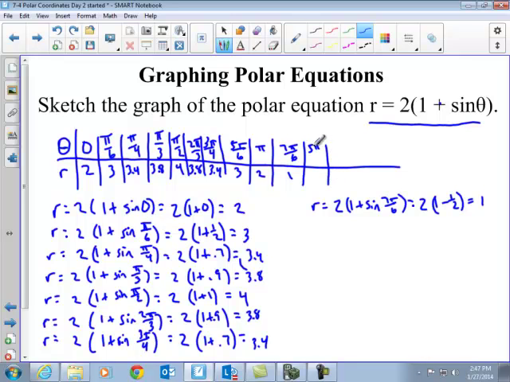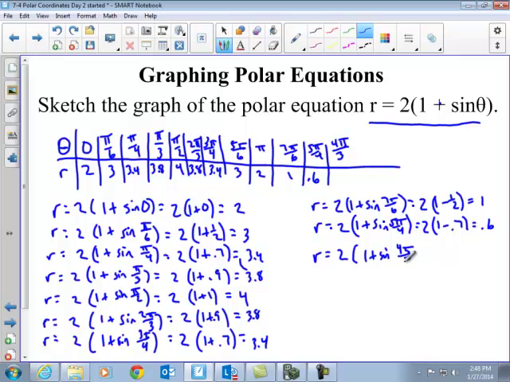My next value, 5 pi over 4. If I plug that in for R, I have 2 times 1 plus the sine of 5 pi over 4, which is negative 0.7. So 2 times 1 minus 0.7, which is 0.3, so that gives me 0.6. My next value would be 4 pi over 3. I have 2 times the quantity of 1 plus the sine of 4 pi over 3. The sine of 4 pi over 3 is negative 0.9, so I have 2 times 1 minus 0.9, and that would give me 0.2.